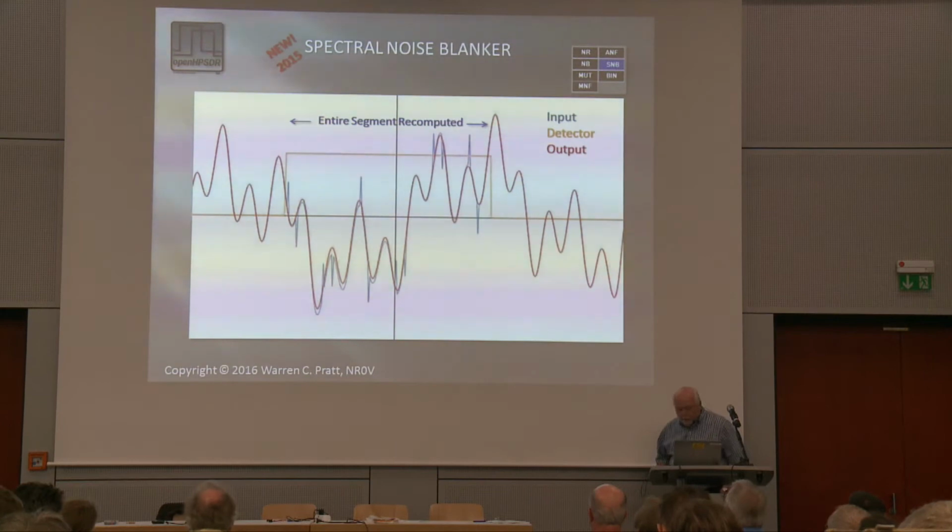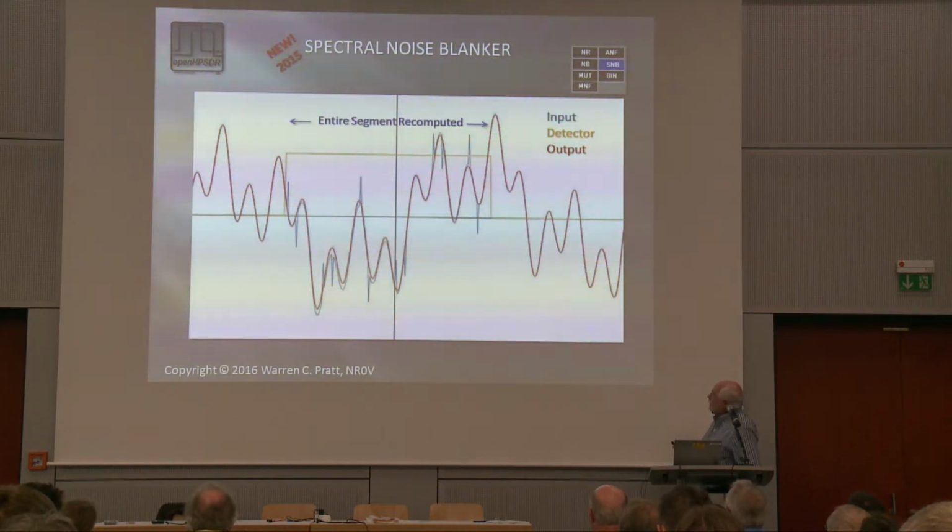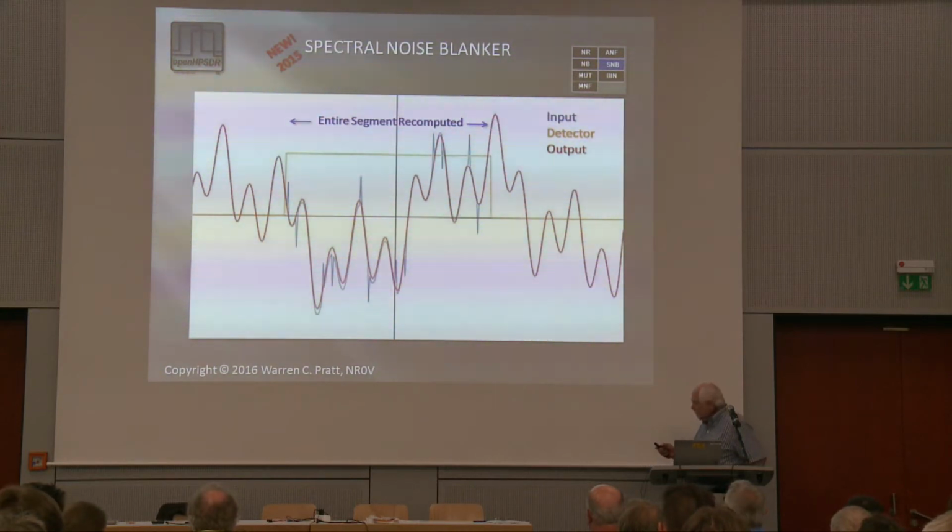Let's look at an example of how this operates. So here again we have a blue input waveform, we have a red output waveform. Outside of the center region, over here and over here, the blue input is directly underneath the red output, so you don't see it. There's no corruption, nothing to be corrected.